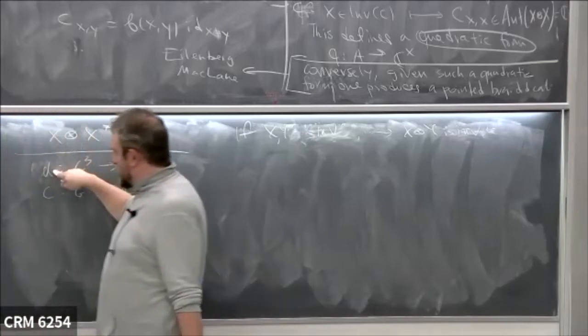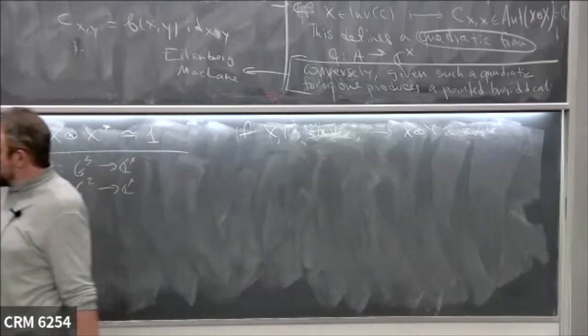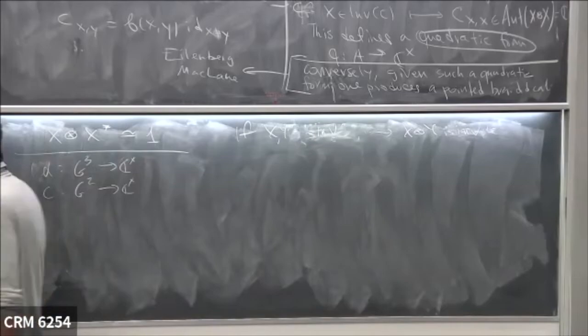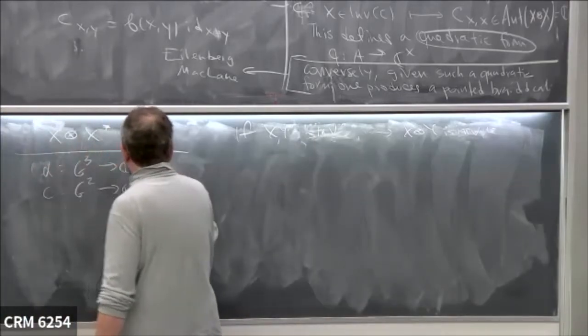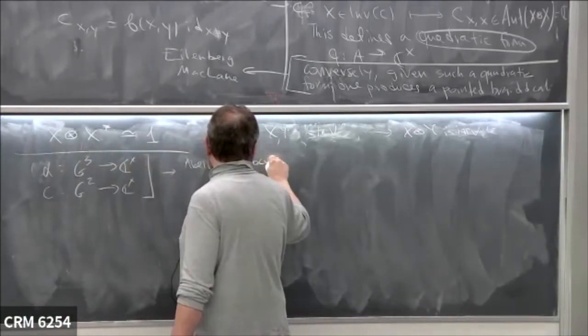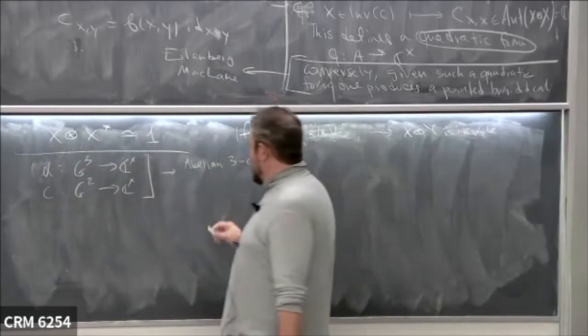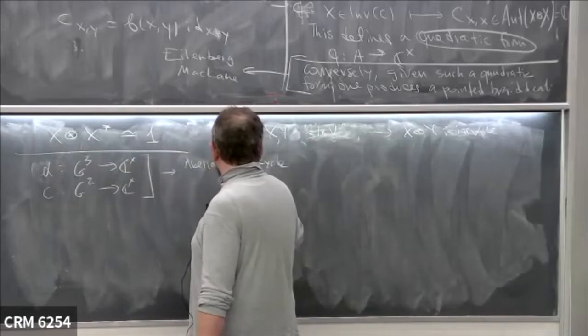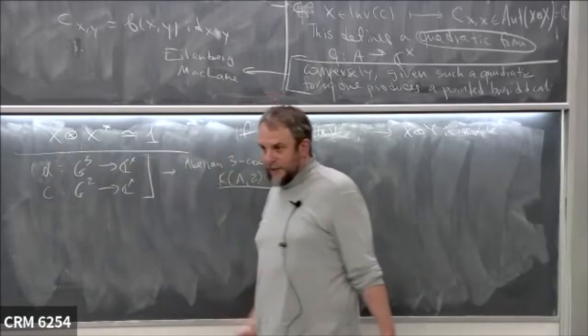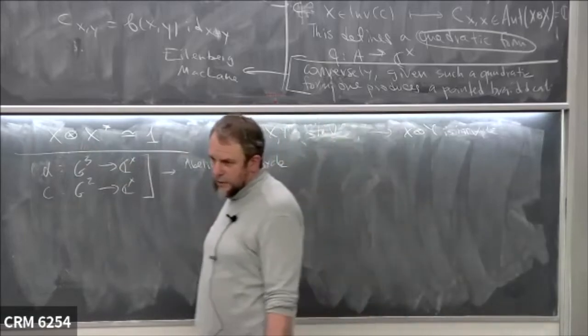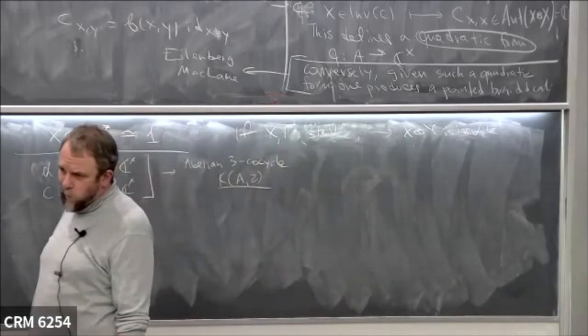Now, this has to satisfy the pentagon, and together they have to satisfy the 2 hexagons. This is not a new thing. This is what is called an abelian 3-cocycle by Eilenberg and MacLane. So it's related to the classifying space K(A,2).